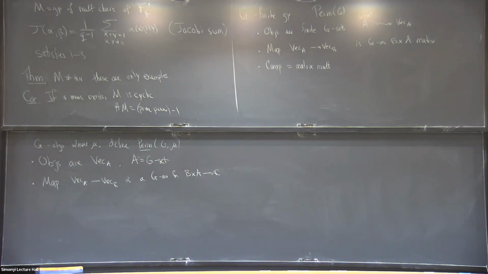And then composition is like matrix multiplication, but B and A are infinite sets. So if you actually think of them as infinite matrices, you get infinite sums showing up, but the measure comes in to kind of save the day there.